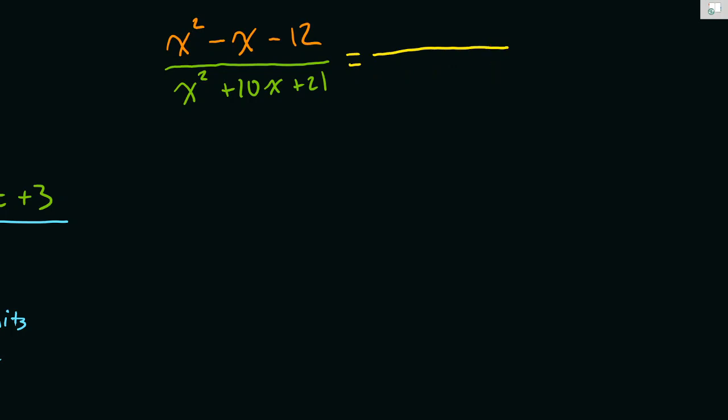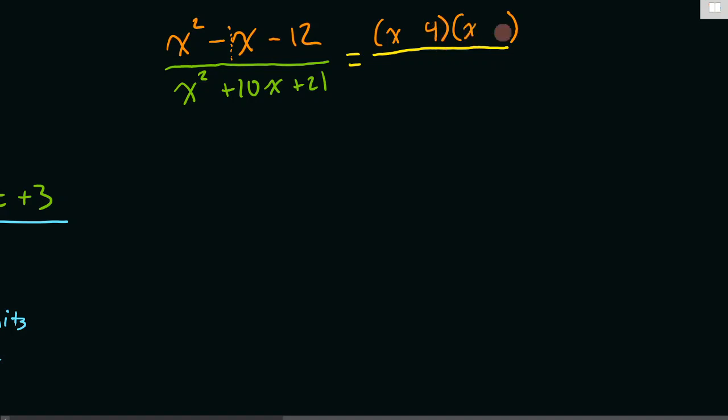So let's factor our first thing. We need two numbers that multiply to negative 12 and add to negative 1, right? Because that's our invisible 1. So 4 times 3 is 12, so our numbers are going to be 4 and 3. And we need the 4 to be negative because we need a negative 1. Okay, the thing underneath we can factor. What are two numbers that multiply to 21 and add to 10? Well, 7 times 3 is 21, and sure enough, 7 and 3 add to 10.